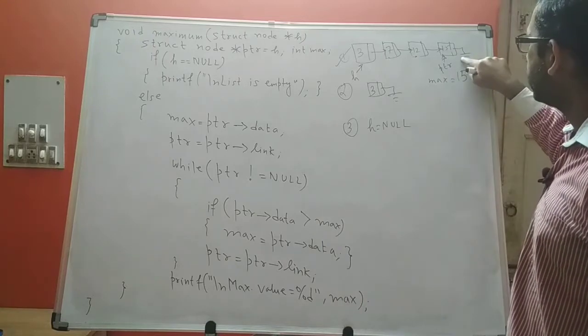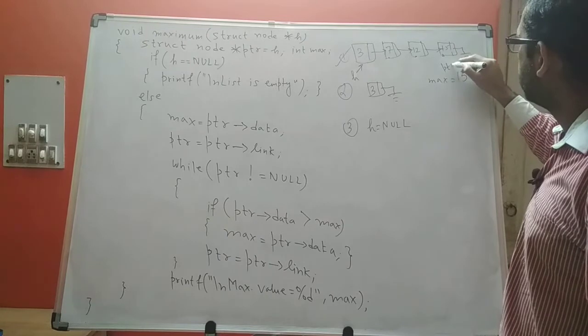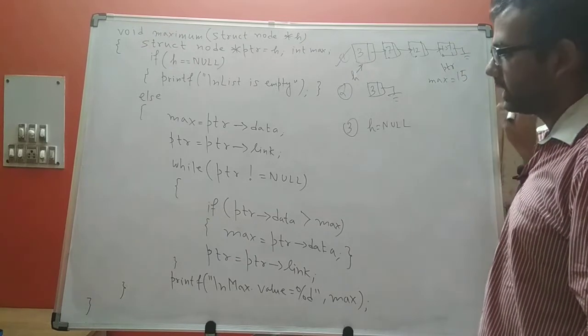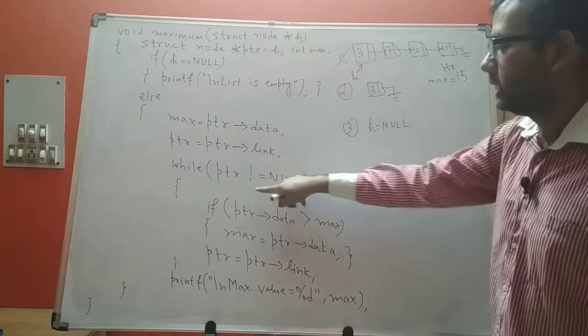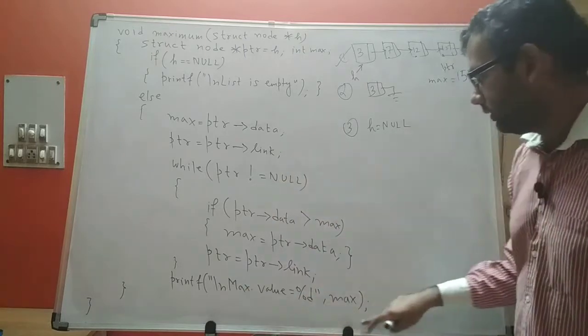So ptr arrow link is null. So that would make ptr contain the value of null. So ptr is currently pointing to no node of this linked list. Now again, I'll go back up. This condition is no longer satisfied. So I'll come out of the loop and I'll print the maximum value as max.